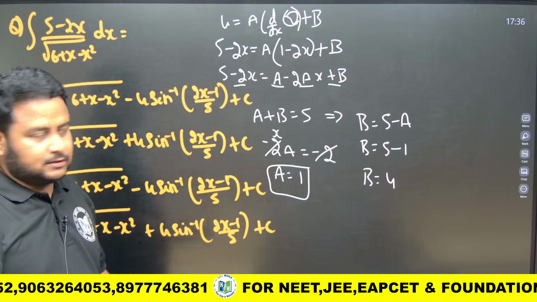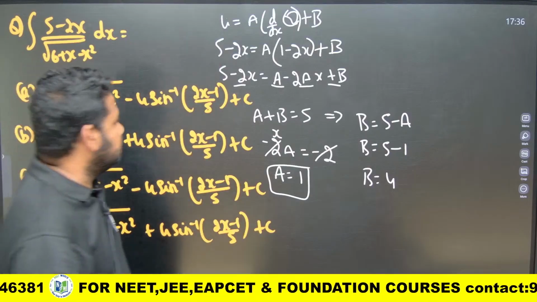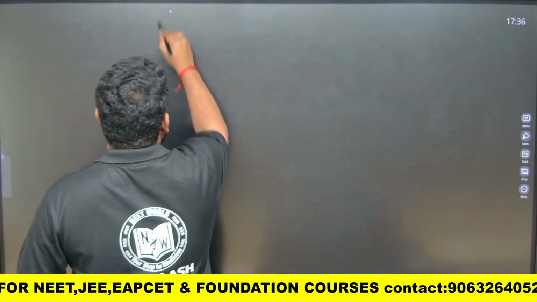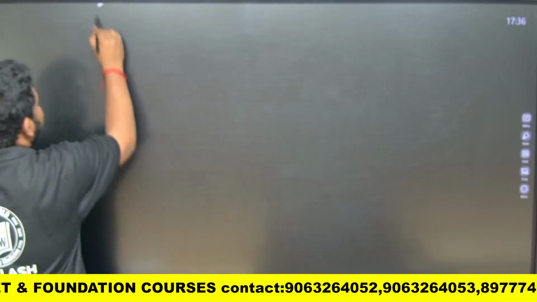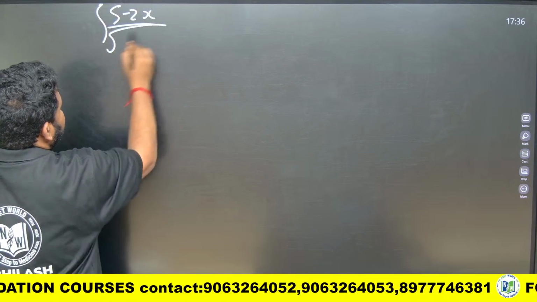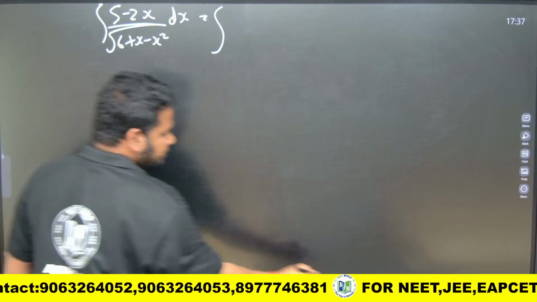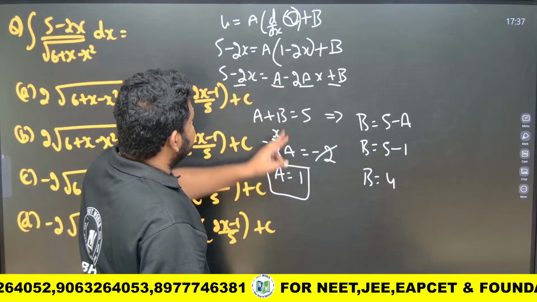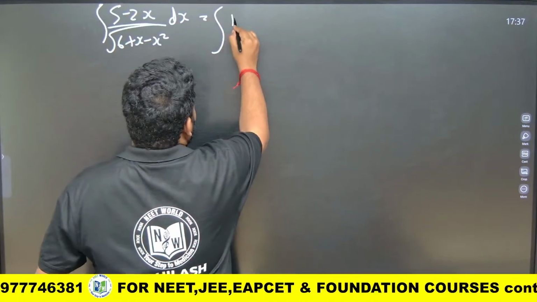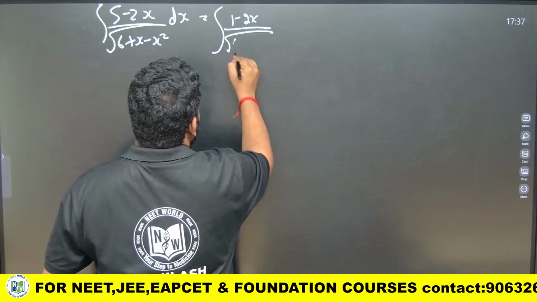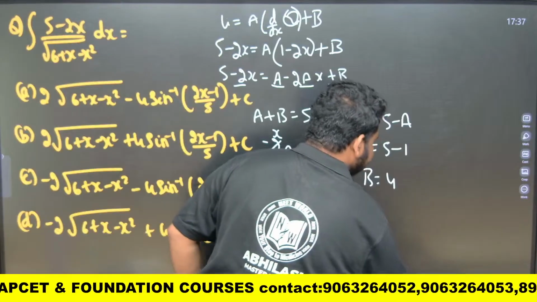Till now I hope it is clear. Now these values of a and b I will put here, then I will integrate. The function we have is the integral of 5 minus 2x by square root of 6 plus x minus x square dx. In the numerator we got a is equal to 1, so it is 1 minus 2x by square root of 6 plus x minus x square dx. And the value of b we got is 4.